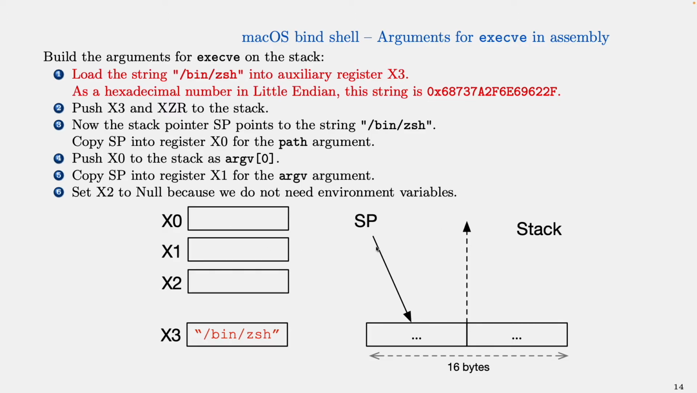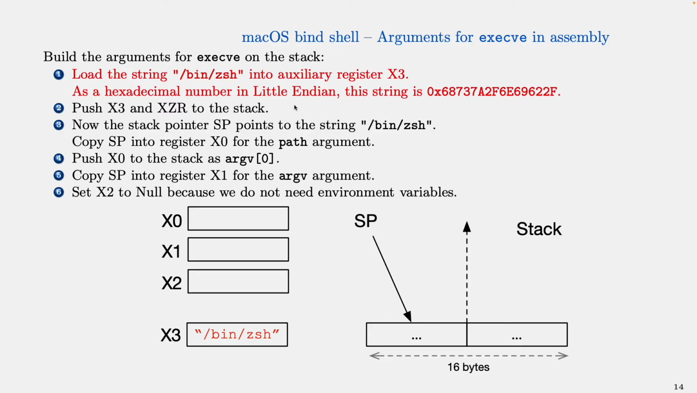Here we have our stack, the stack pointer pointing to the current top entry, whose entry we don't really care about. We have our registers x0, x1, x2, which hold the arguments for the execve system call. And then we use x3 as an auxiliary register. In the first step, we load the string /bin/zsh into the auxiliary register x3. At this point, the string is not zero terminated, but note that this is precisely 8 bytes long, so it fits neatly into x3. And in little endian, this string becomes this hexadecimal number. I'm just showing you that here because it will appear in the assembly implementation in a moment, so you're not too surprised by the weird numbers that will show up there.